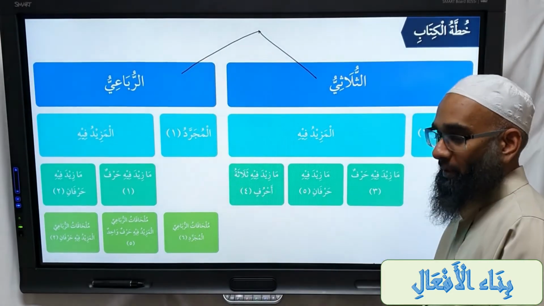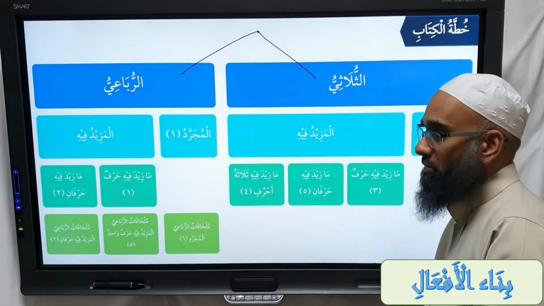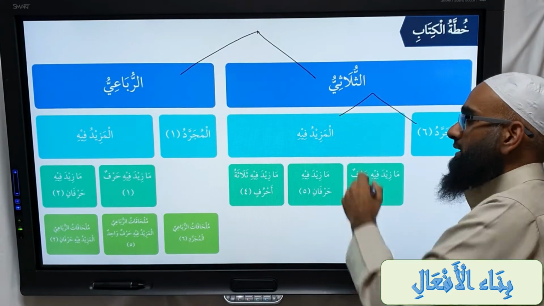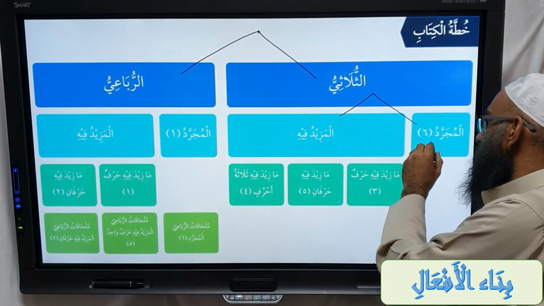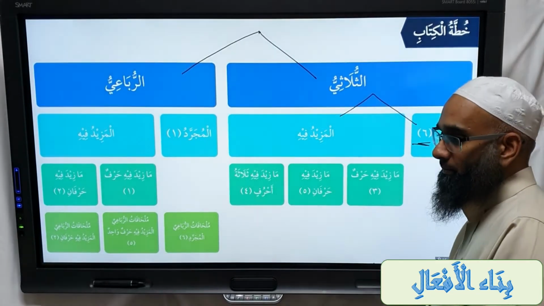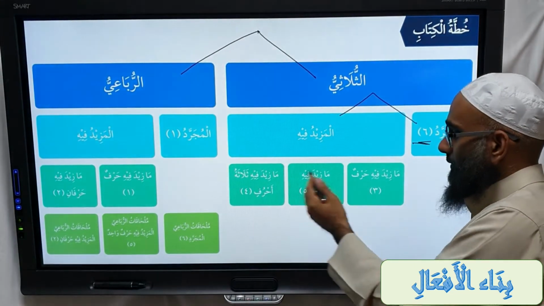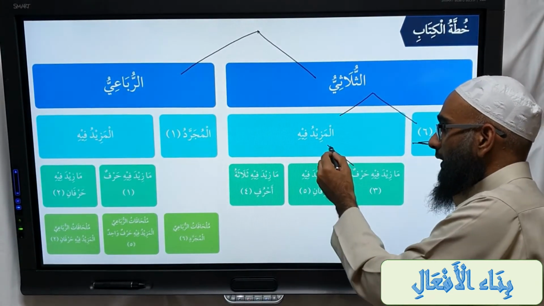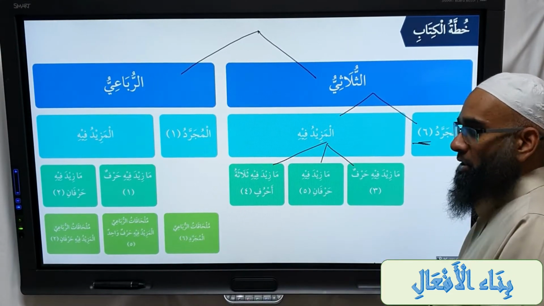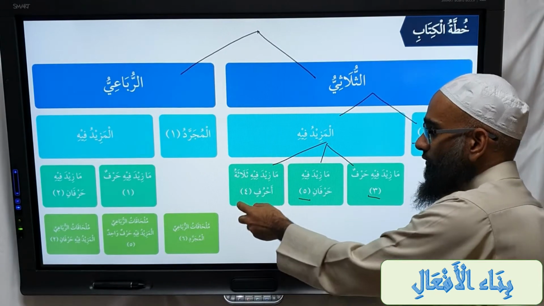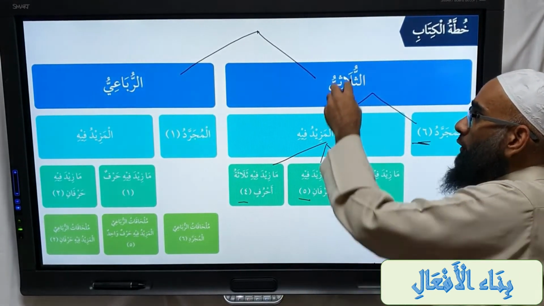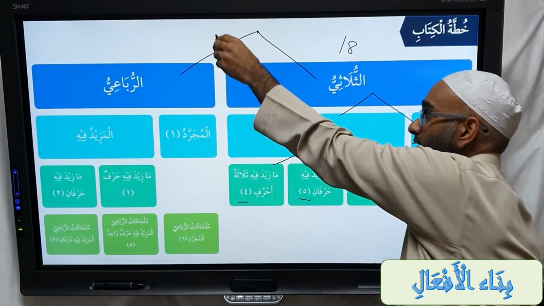What are the 2? Thulathi and Rubai. Thulathi is how many types? Mujarrad and Mazid fi. Mujarrad how many abwab? 6. And the Mazid fi how many abwab? 12. How many types are they? 3. 1 extra, 2 extra and 3 extra. The one with 1 extra is how much? 3, 5, 4. Correct? And these all together add up to 18. That's the first half done.